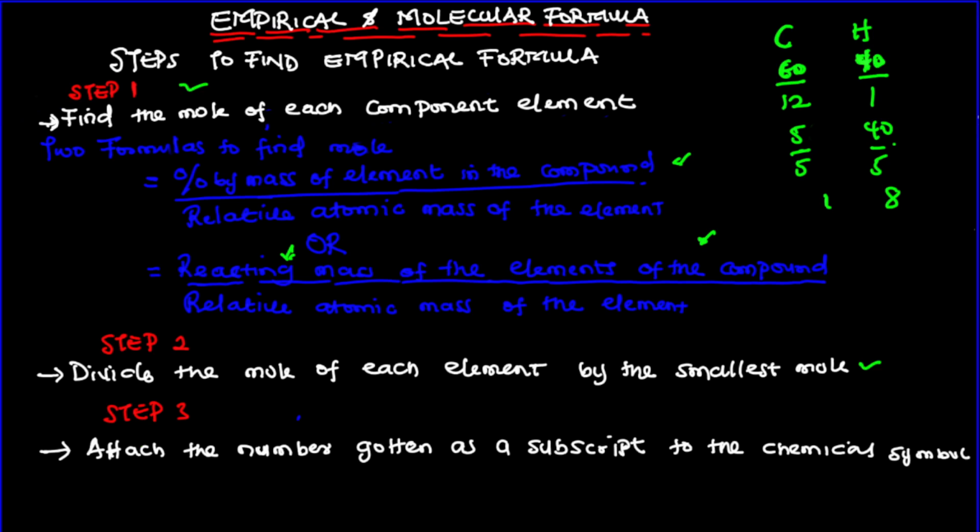The last step is to attach the number gotten as a subscript to the chemical symbol. So this, we attach it as a subscript. But if we have 1 here, we leave the symbol like that. We don't write anything. So this becomes CH8. You write the 8 as a subscript. So this is the empirical formula. So this is basically how to find empirical formula. Let's move to the next one.